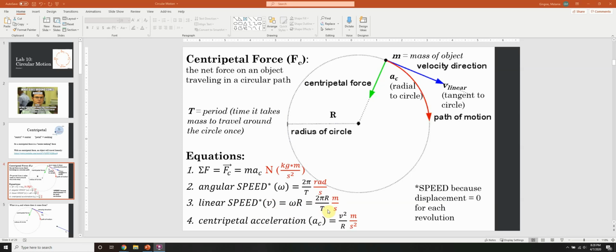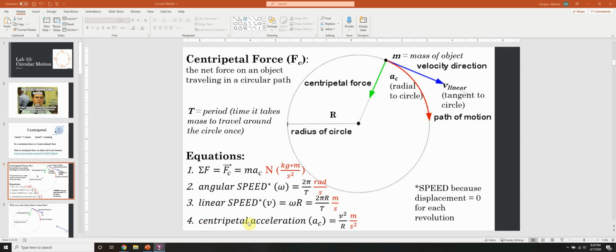So if you're asked on one of the quiz questions and they want to know what is the speed and they don't ask you linear or angular, look at the units for the answers. If the units are in meters per second, you're looking for linear speed. If the units are in radians per second, you're looking for angular speed.